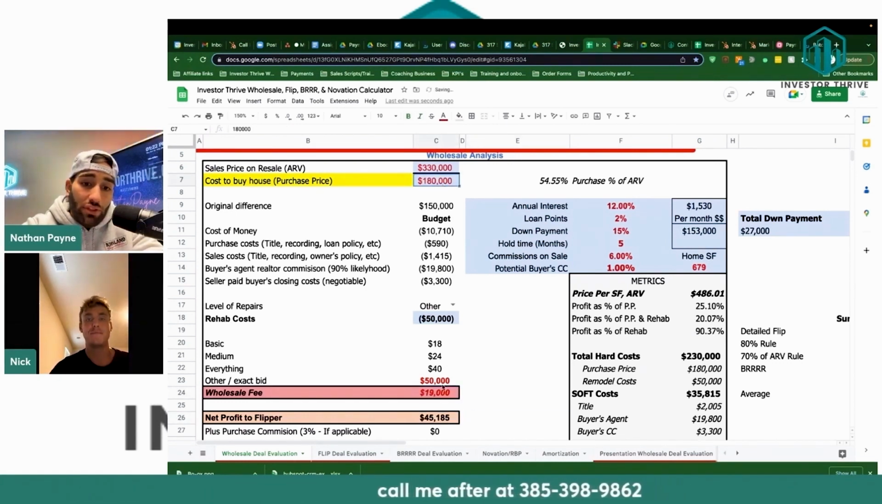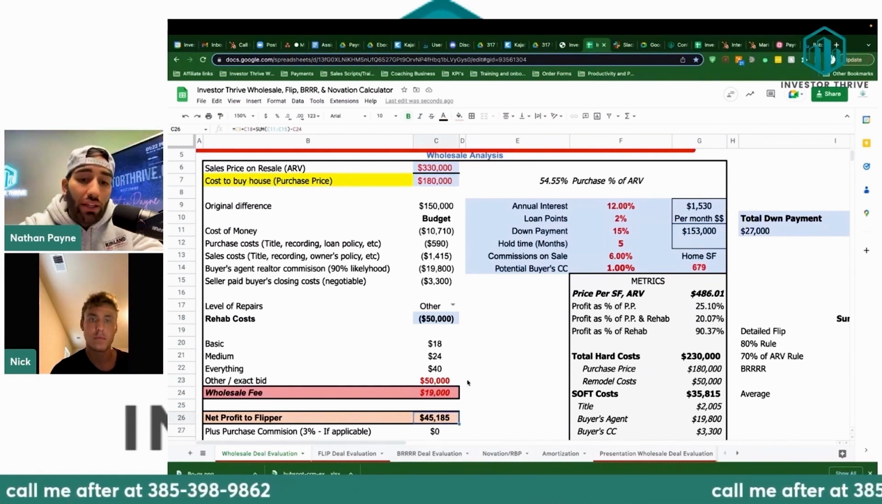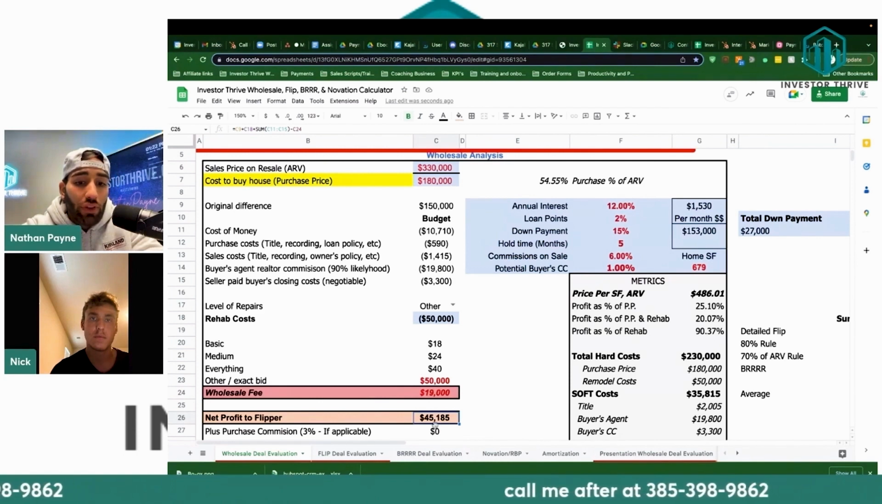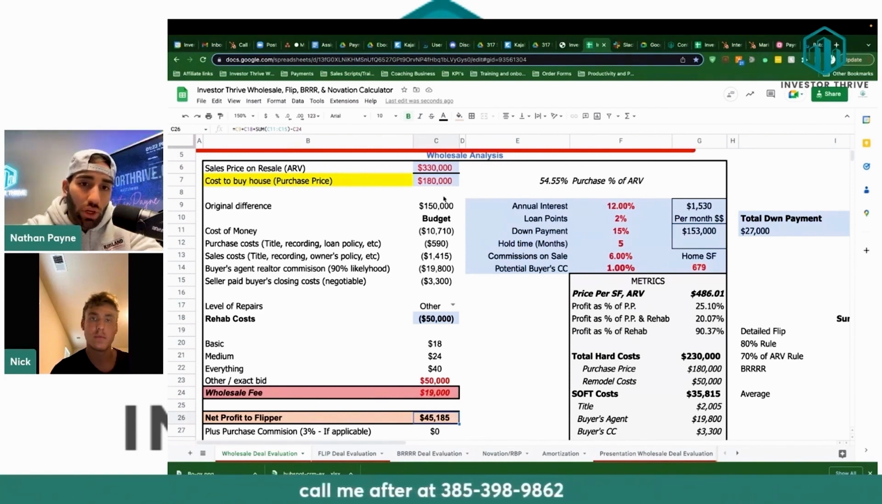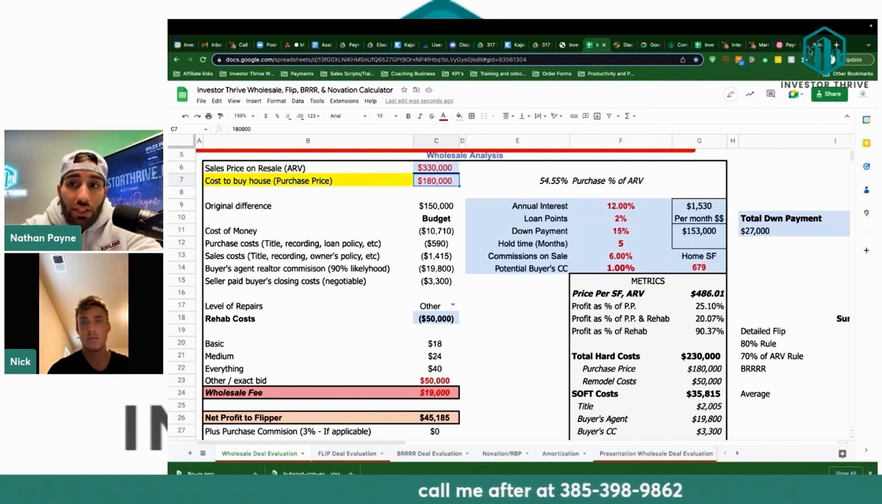And yeah, you could say, dang, the flipper's going to make 45K, but that's how flippers are right now. In order for them to do a deal, they want to make 15 to 20% of the ARV as their net profit. So again, I'm just giving you guys the process of how I do it.